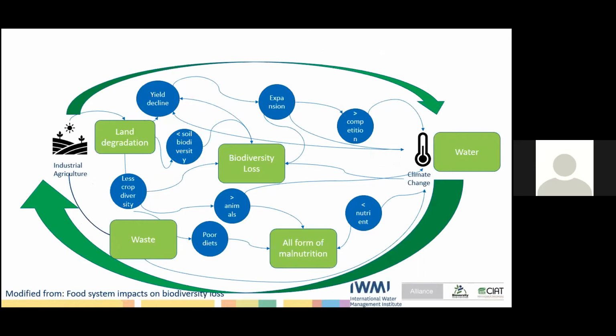Okay, so that's the framework. It's about how the kind of damage that the system does, the modern agriculture, and particularly industrial agriculture, does to the environment. Major areas are land degradation, biodiversity loss, waste, malnutrition, water, and climate change.